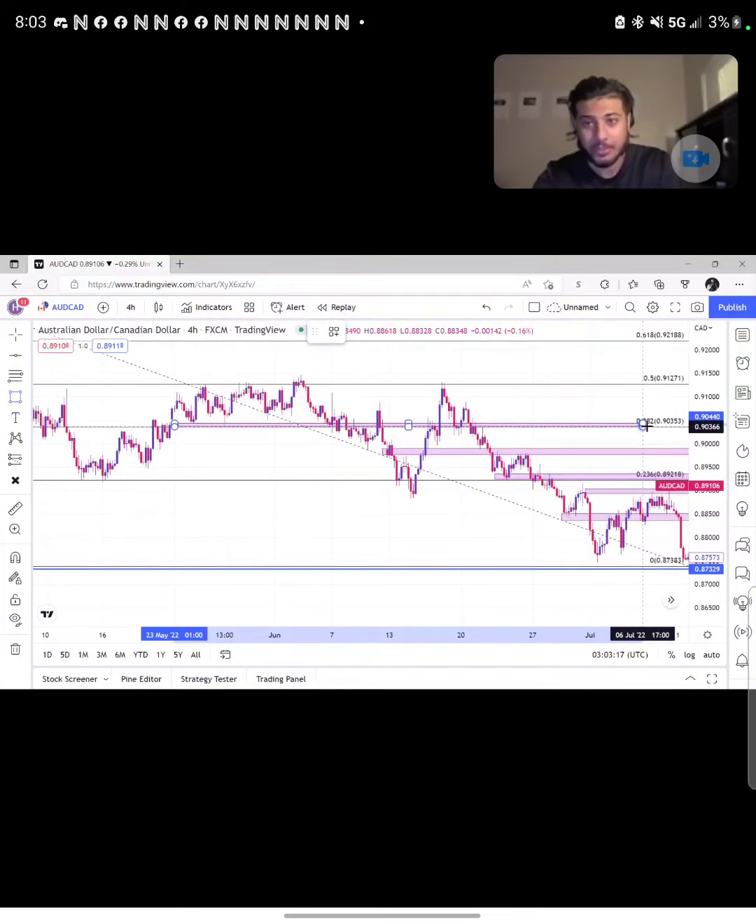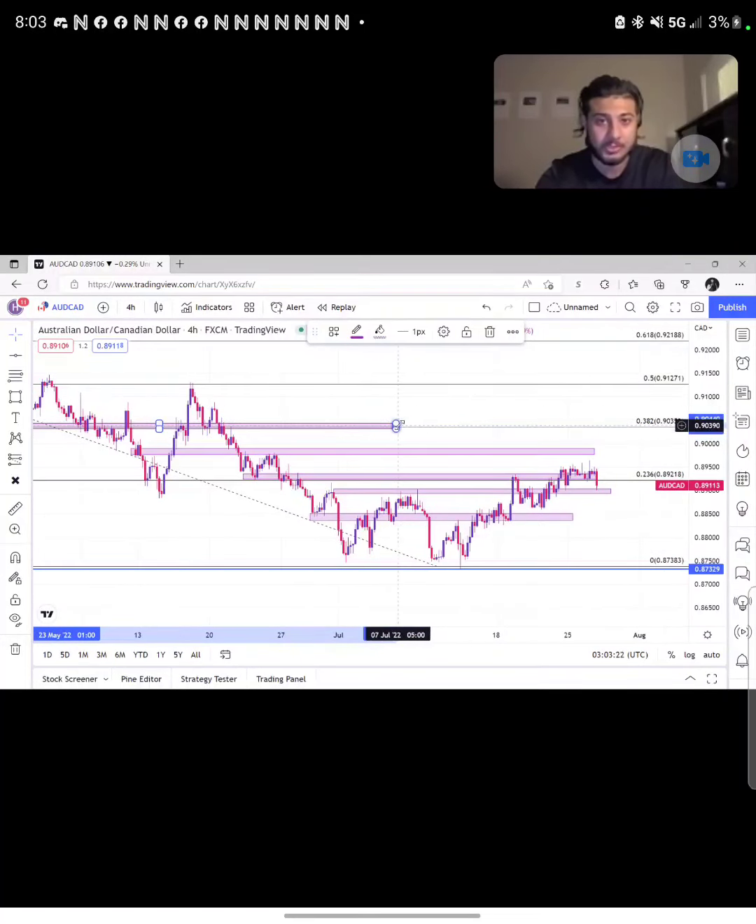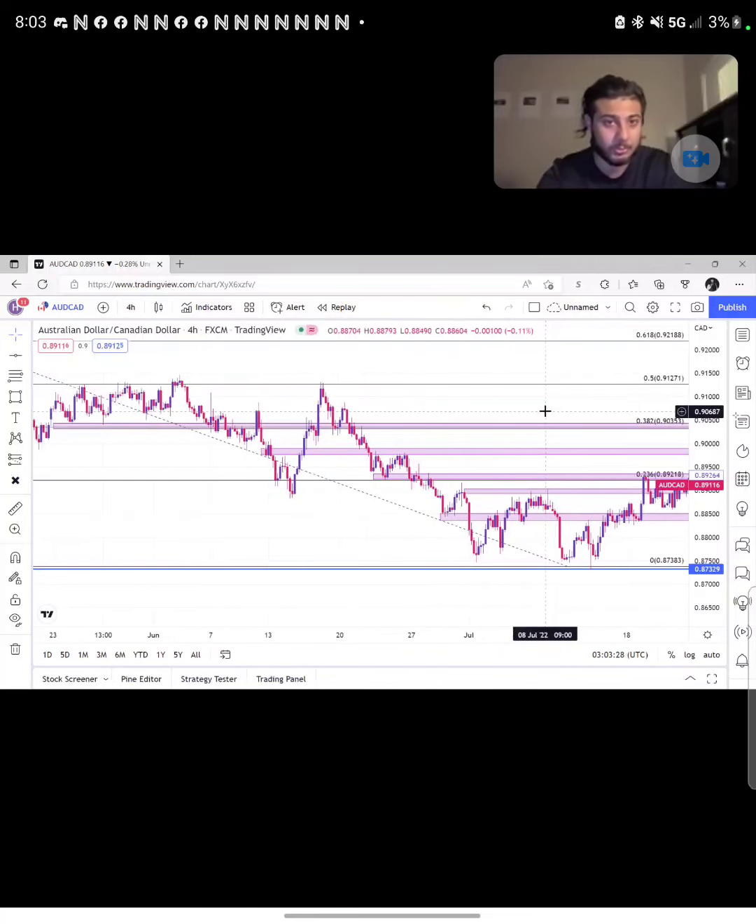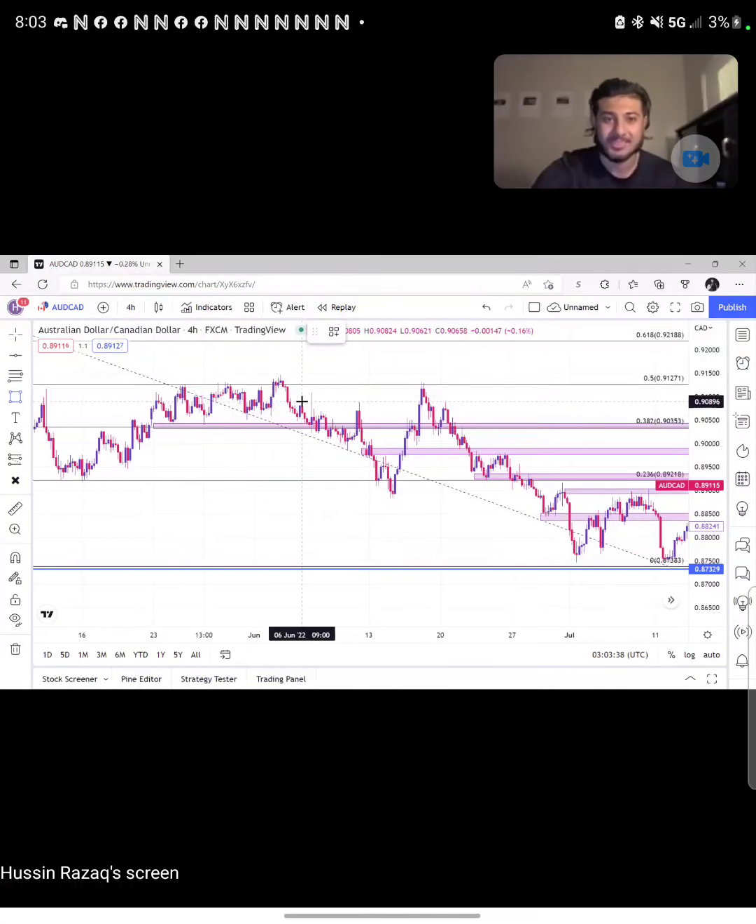Never be afraid to look back in time. The market's always going to react off what it did previously. I don't know, it's kind of like an algorithm, you feel me? The market likes to repeat itself. So yeah, exactly. Here's another supply and demand zone.